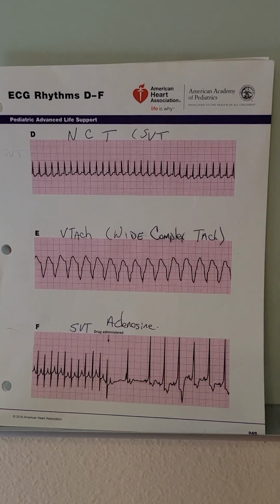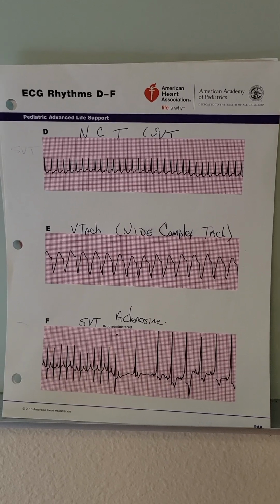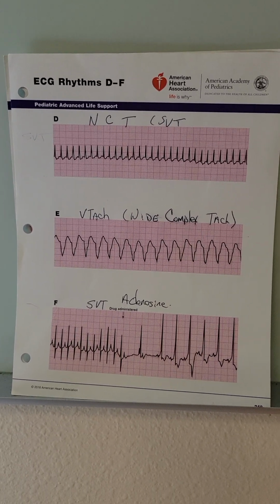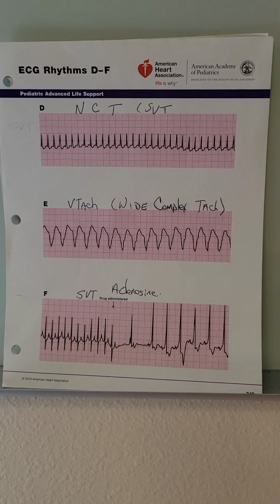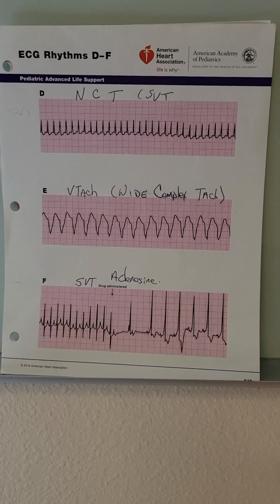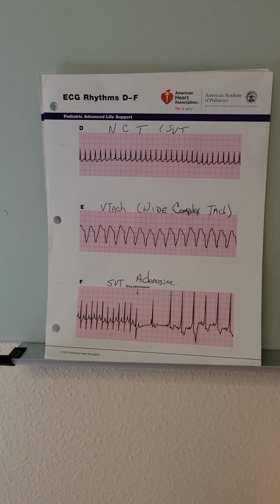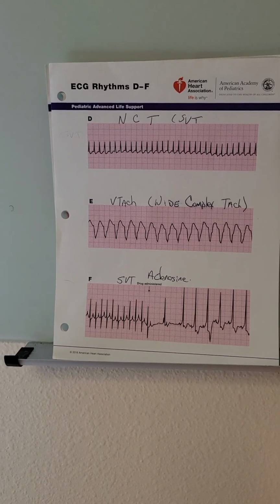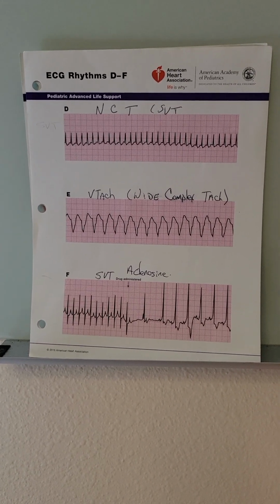D is a narrow complex tachycardia, right? I always say if you have a tachycardia without a P, you probably have SVT. And in this case, a narrow complex tachycardia, that's exactly what we have. SVT cutoff for children is 220. SVT cutoff for infants is 160. I'm sorry, did I say that backwards? Yes. Infants 220, children 160.